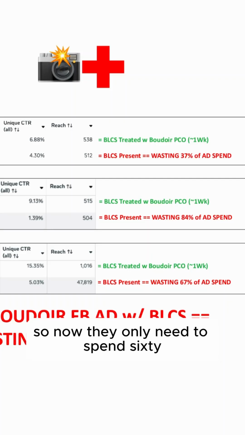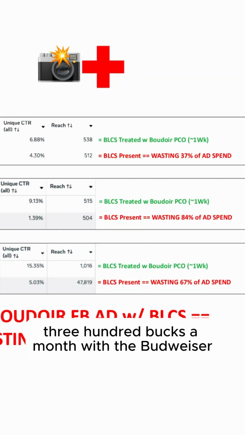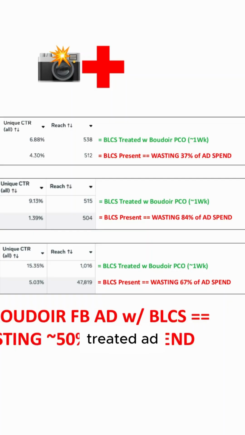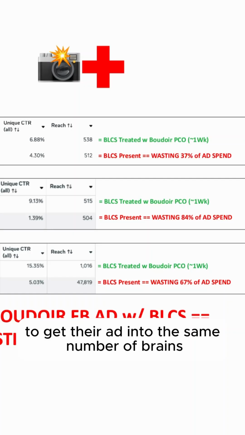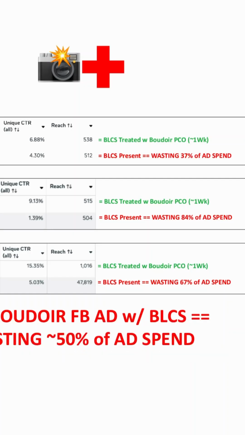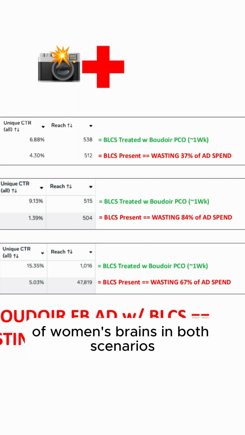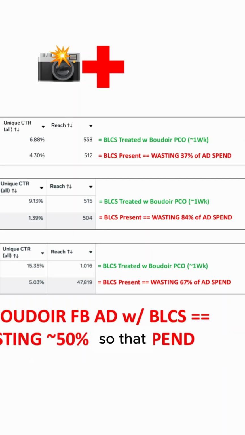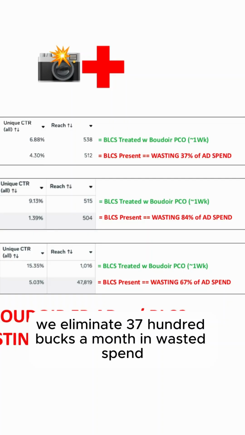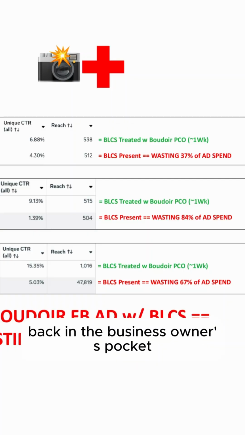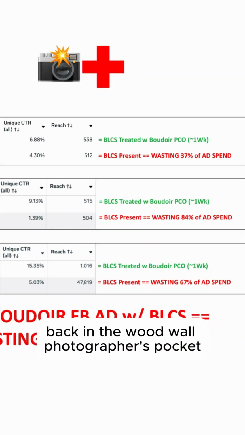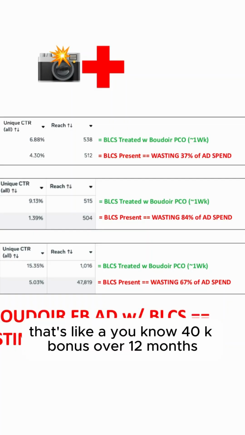So now they only need to spend $6,300 a month with the Boudoir PICO treated ad to get their ad into the same number of women's brains in both scenarios. So we eliminate $3,700 a month in wasted spend, back in the business owner's pocket, back in the Boudoir photographer's pocket. That's like a 40K bonus over 12 months.